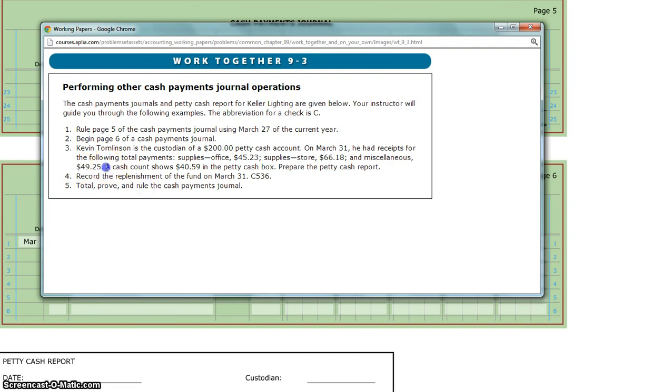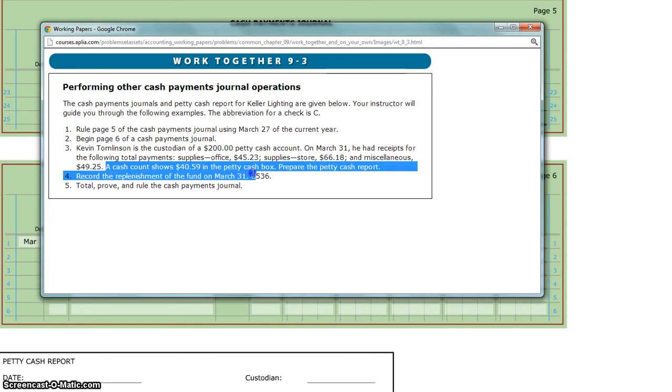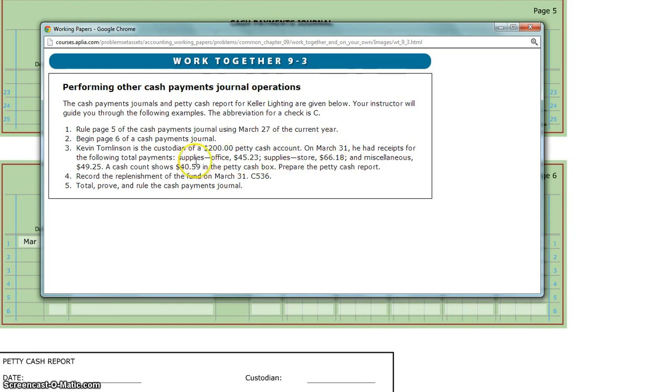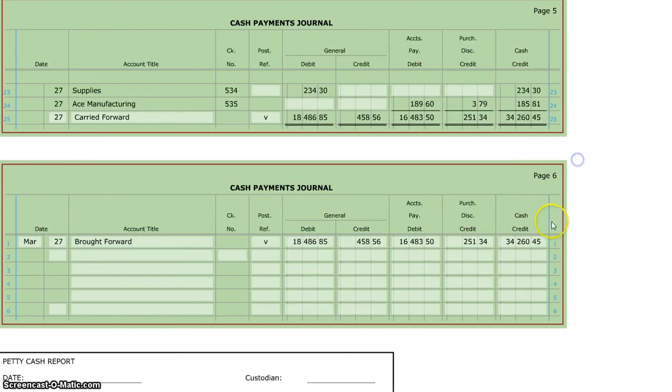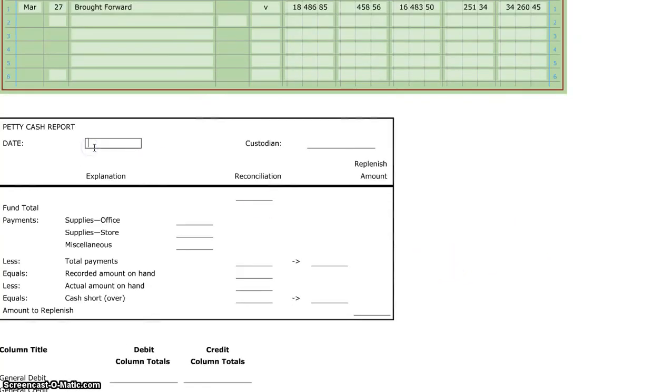So what we did was we actually counted up the cash that we had in our petty cash box. It might be a little lock box that we put in a filing cabinet, and we had $40.59. So we need to make sure that when we spent all this money, we should have 40.59 left, and that's why we need to put together what is called a petty cash report. So here's your petty cash report, and you would put down the date, which is March 31st. You would put down the custodian. His name is Kevin Tomlinson. Okay, and we're going to look at this particular report. The explanation section is referring to this information.